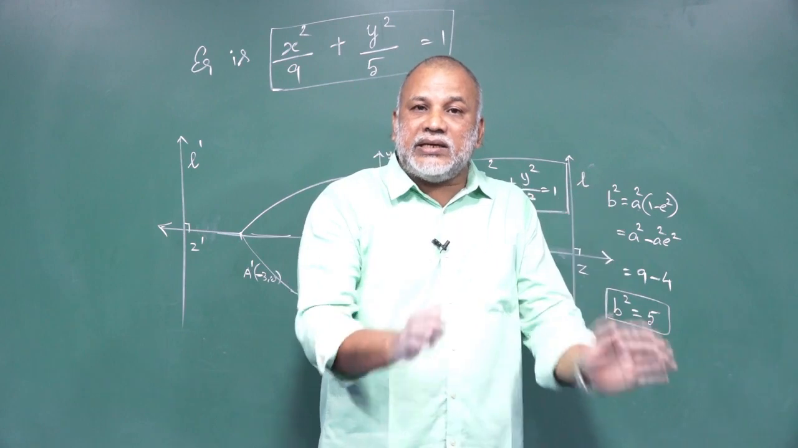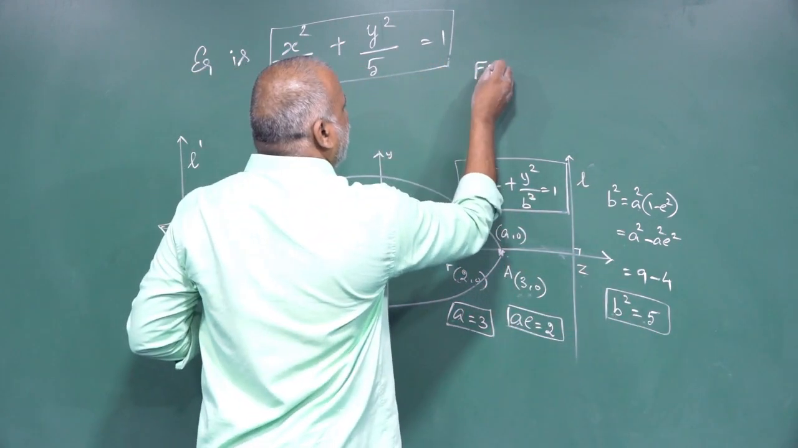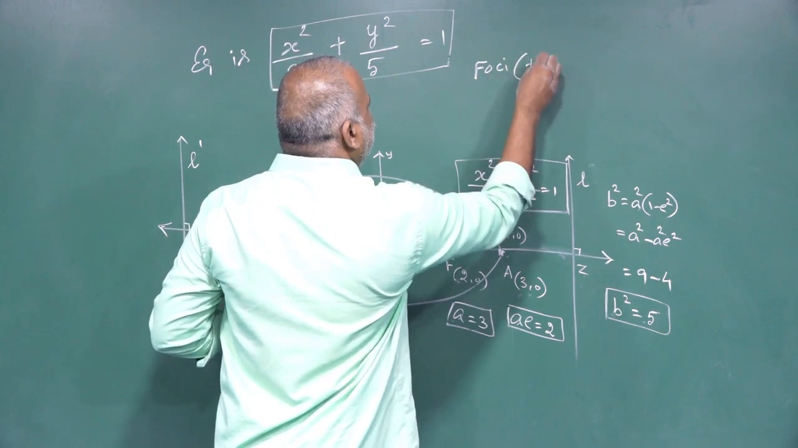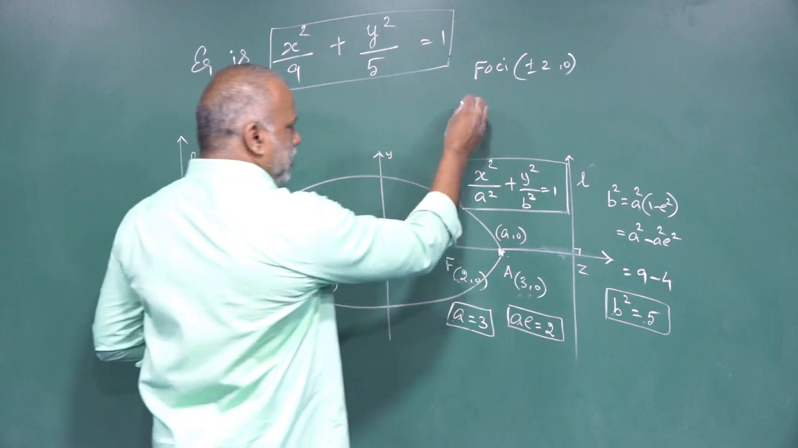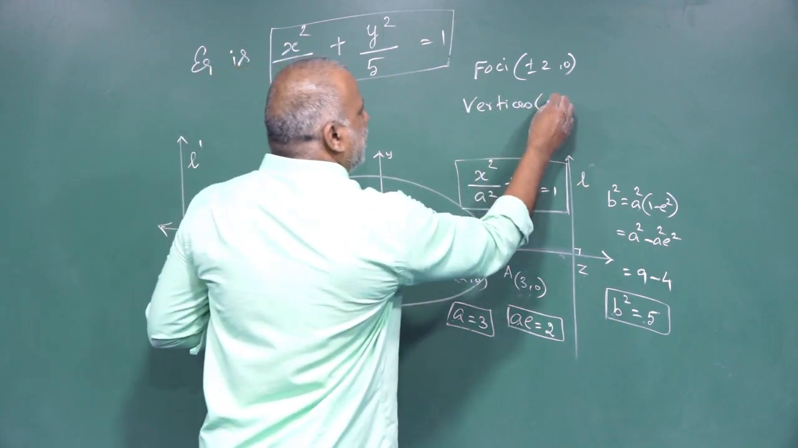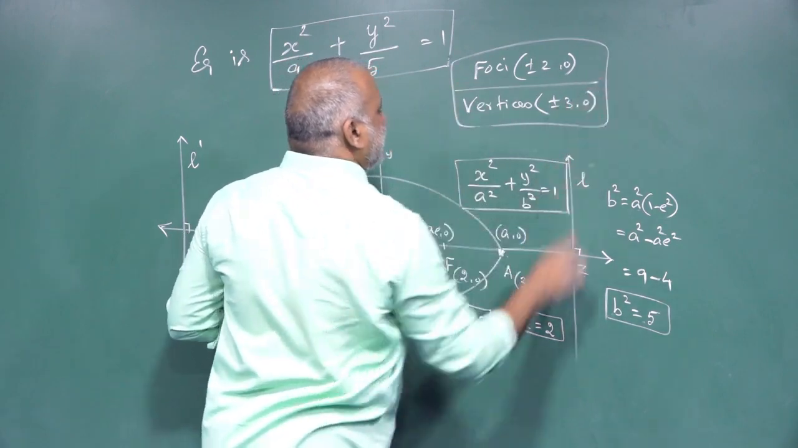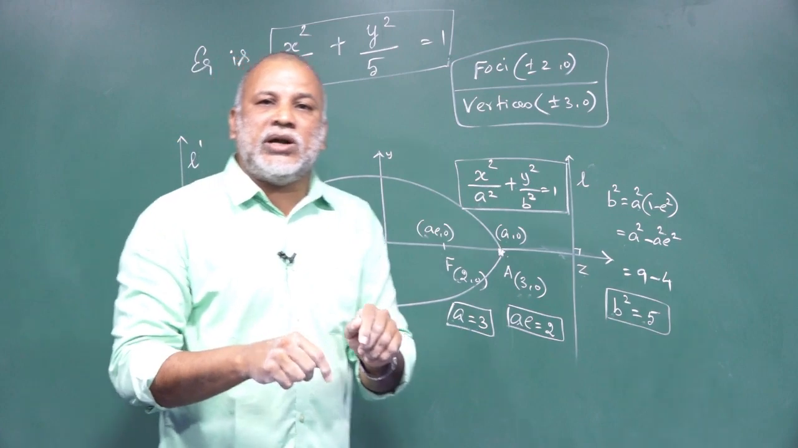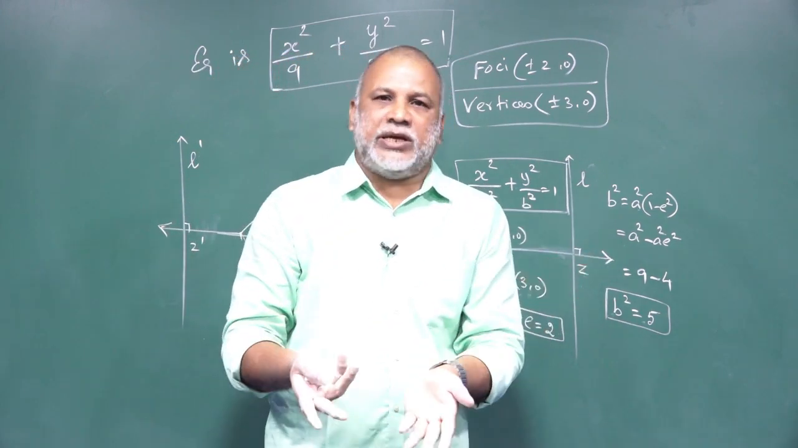So from the data, see the data. What are the data given? The foci are given: plus or minus 2, 0. See 2, 0 and minus 2, 0. Then the vertices are given: plus or minus 3, 0. That's all the data. From the data only we are able to take the decision, which type the given ellipse belongs to.